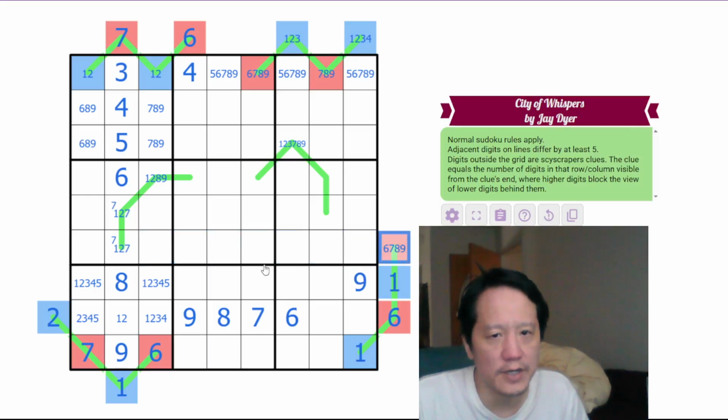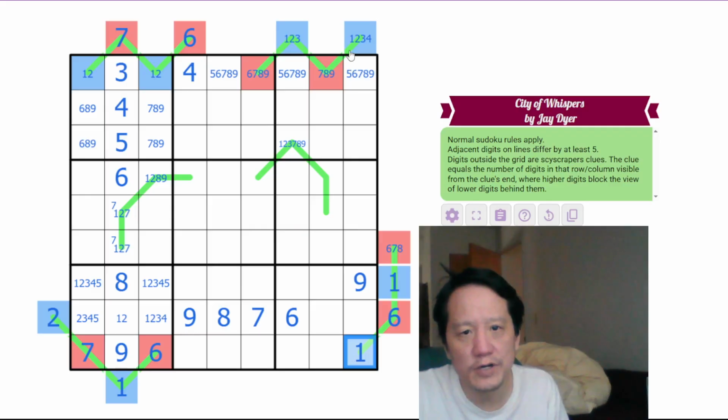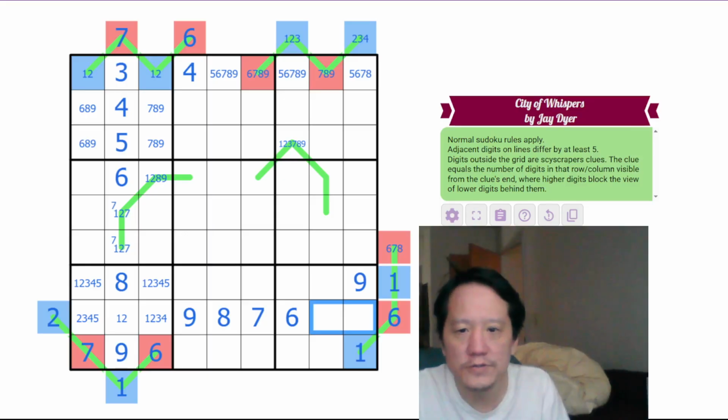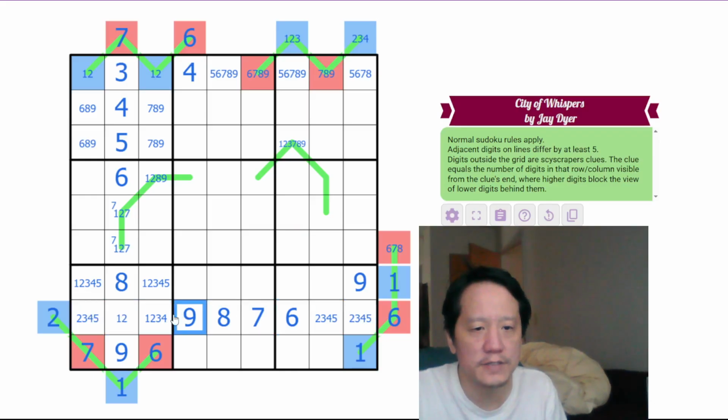This cannot be 9 because then that would be 1, 2, 3, 4, 5, 6, 7, 8, 9. This 9 here means this can't be 9, so this can't just see 1. These are 2 through 5 here. We are guaranteed a 1 in row 8, so 1 has to be one of these two, which means this cannot be 1 here.